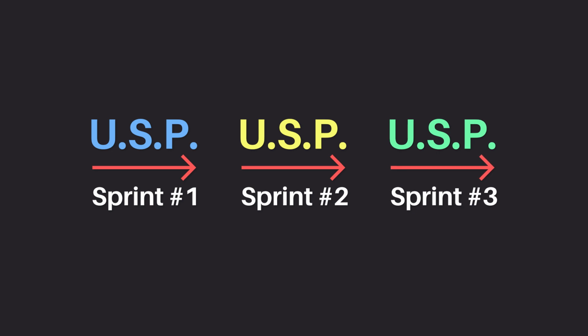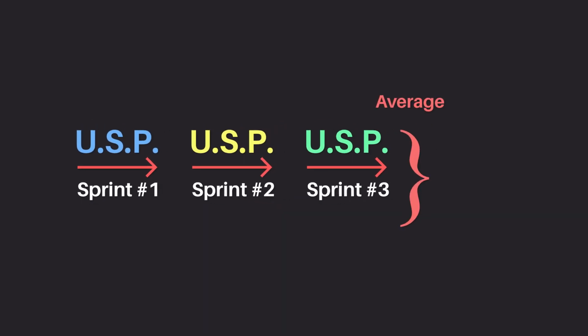To calculate velocity, we look at fully completed user stories in previous sprints. We add up the total of estimated story points for those completed user stories, and this gives us a number of story points per sprint. We then take the average of the story points achieved over the most recent 3 to 5 sprints. And this is our velocity.